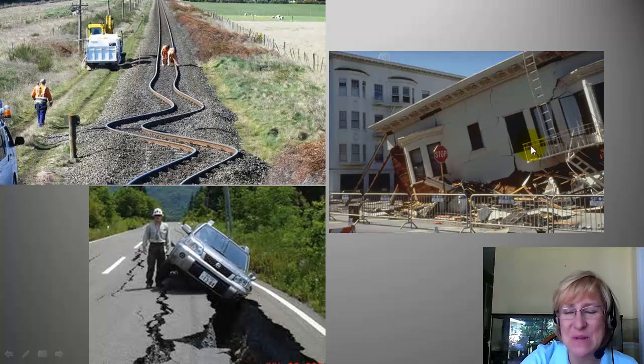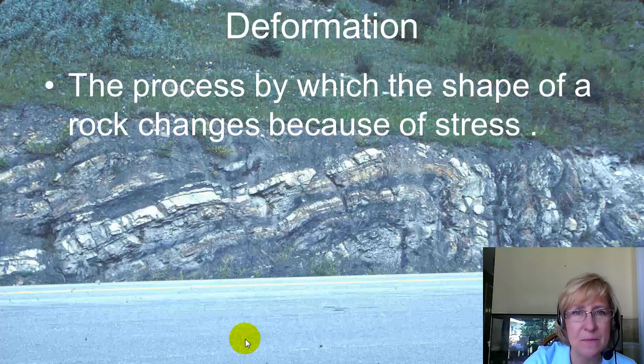This is an example of building damage created by the Loma Prieta earthquake in 1989, and that was along the San Andreas Fault. And then this is an example of a train track that was deformed by the Canterbury earthquake in New Zealand in 2010. And then this is a huge fissure created in the road by the Honshu earthquake in Japan in 2011. And that's the same earthquake that created that huge tsunami.